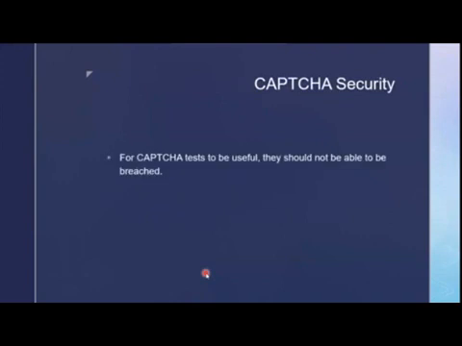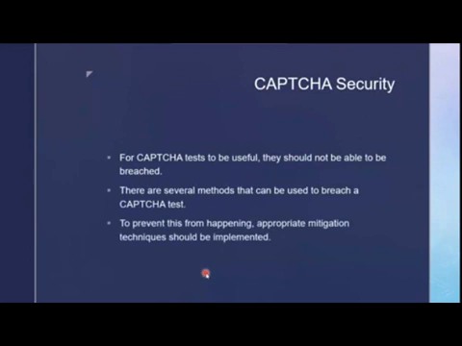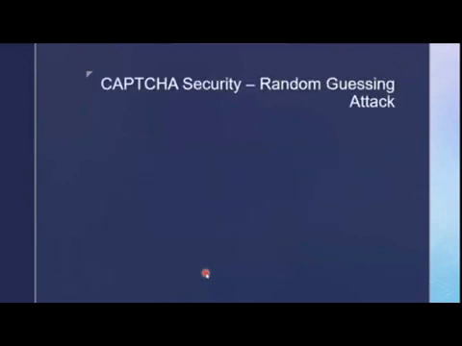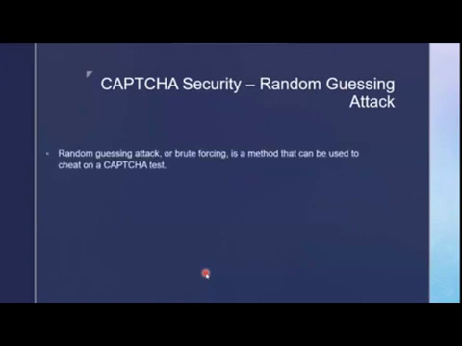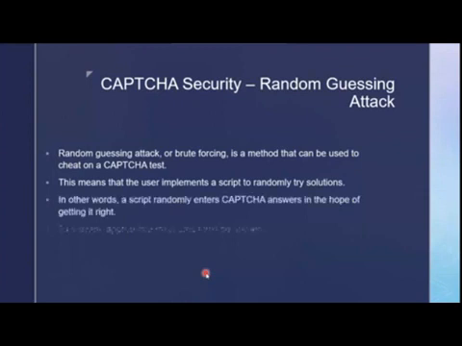For Captcha tests to be useful, they should not be able to be breached. In other words, they should not be able to be cheated on. There are several methods that can be used to breach a Captcha test. To prevent this from happening, appropriate mitigation techniques should be implemented. Let us have a look at the first kind of attack, which is known as a random guessing attack. It's also known as brute forcing. This basically means that the user randomly enters answers into the text box or randomly selects images and hopes for them to be correct. To prevent this, appropriate measures must be applied.